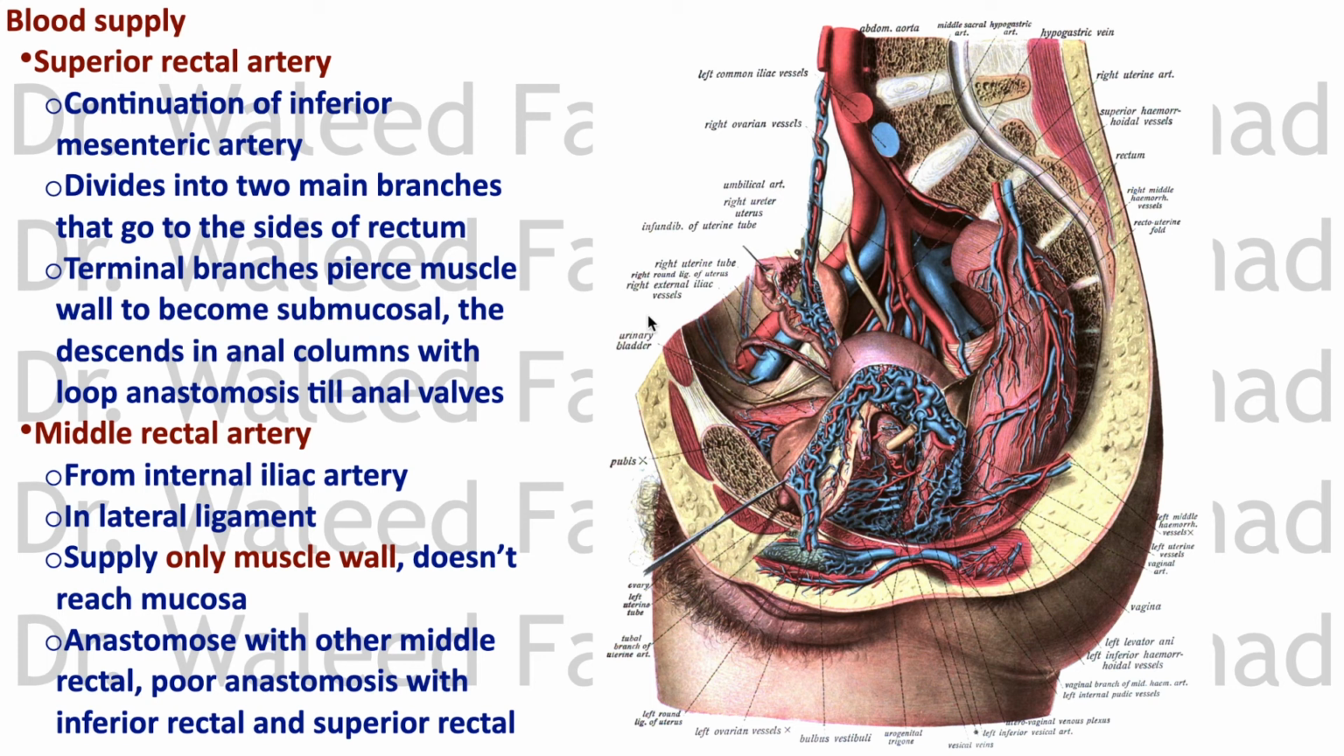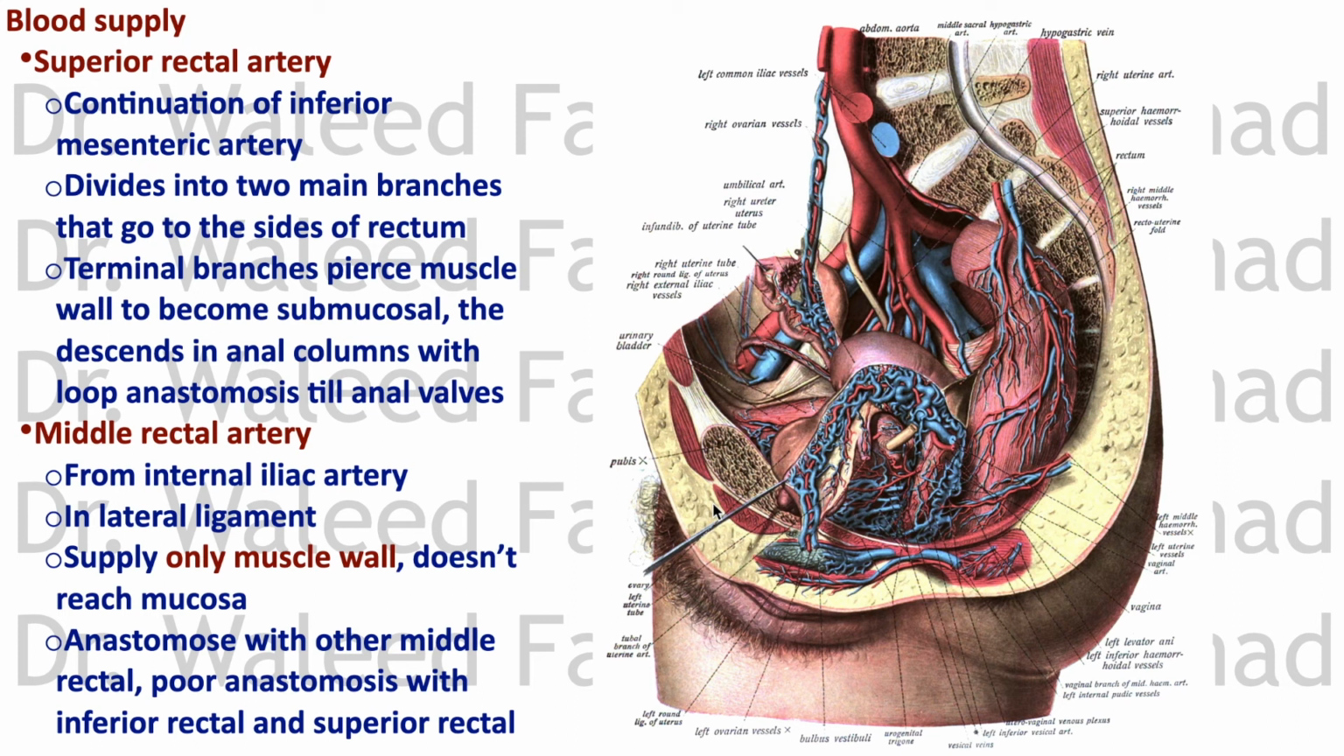The blood supply of the rectum: the major supply comes from the superior rectal artery. The superior rectal was the inferior mesenteric, but after the inferior mesenteric gave its last sigmoid branch, it became the superior rectal. It descends behind the rectum and then divides into two main branches that go to the sides of the rectum. The terminal branches pierce the muscle wall and descend in the upper part of the anal canal, raising the mucosa as anal columns, and they form loops of anastomosis between them.